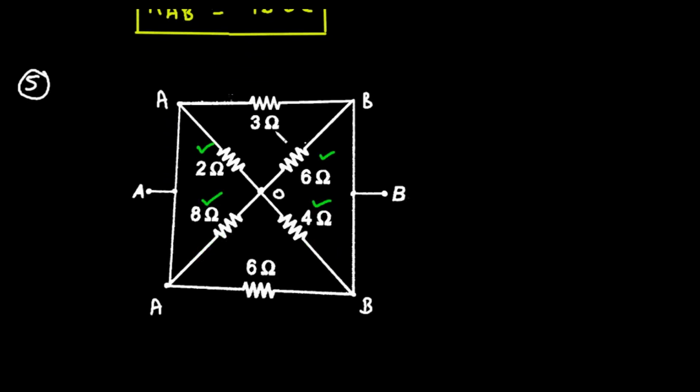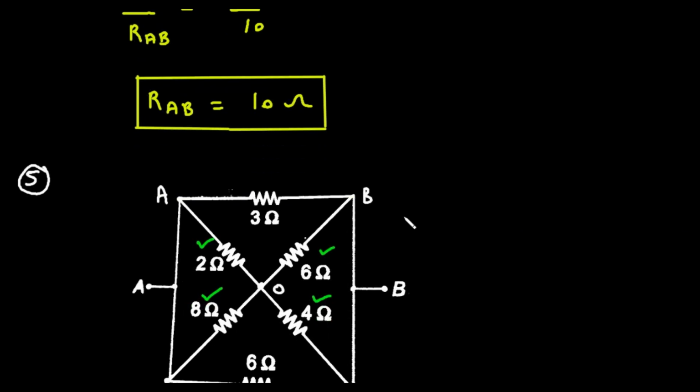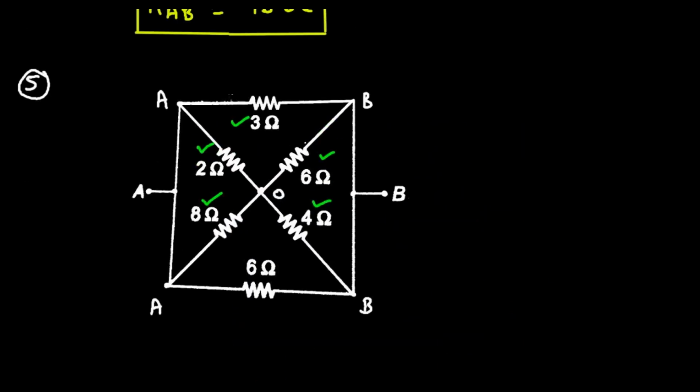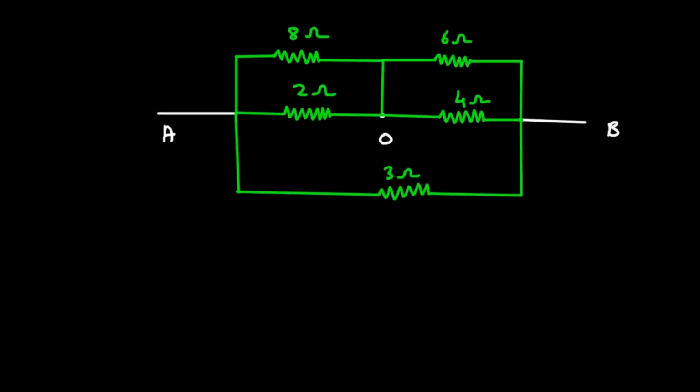Now next, between terminal A and B, this is 3 ohm. Between terminal A and B, this is 3 ohm simply. So it is 3 ohm. And again, between terminal A and B, this is 6 ohm. So again, between terminal A and B, this is 6 ohm. So this is 6 ohm.